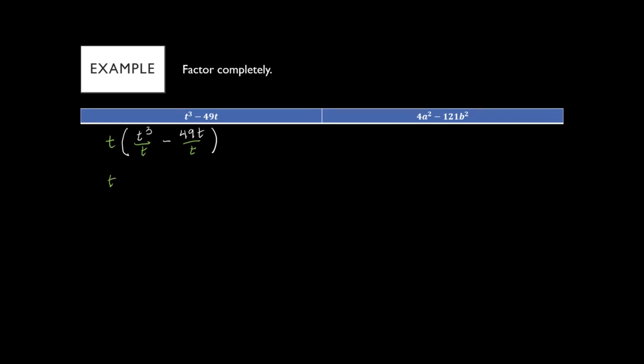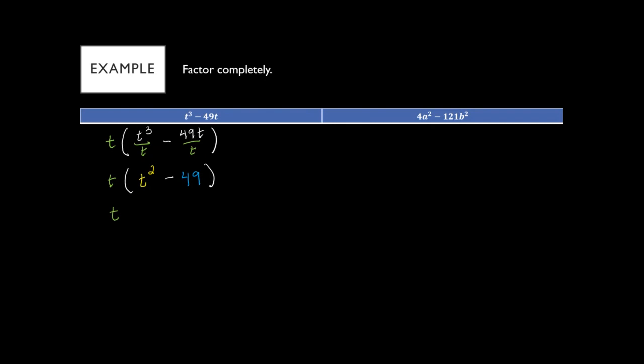So I've got t in front, and then I simplify inside the parentheses. So when I've got a t cubed over t, one of the t's disappears, and that leaves me with t squared. Then with the 49t over t, the t's cancel out completely, and we're just left with 49. And then we have a difference of squares, because 49 is equal to 7 squared. So we can rewrite this.